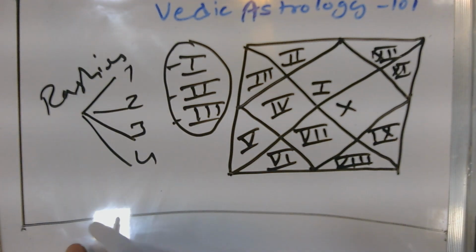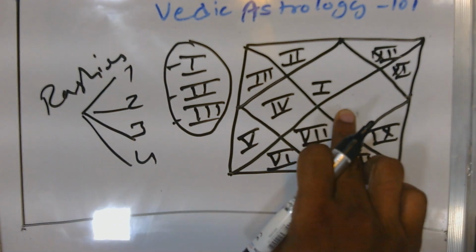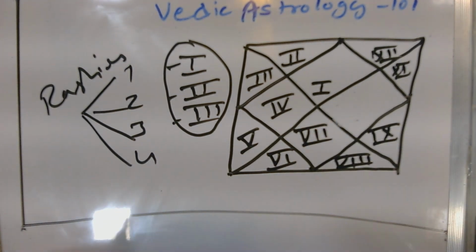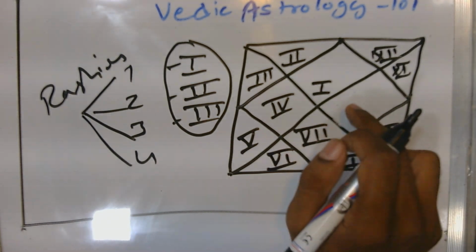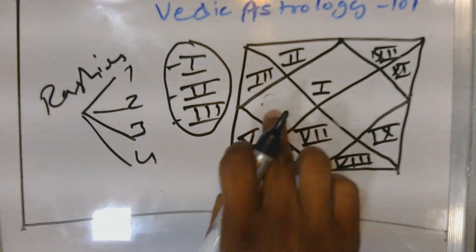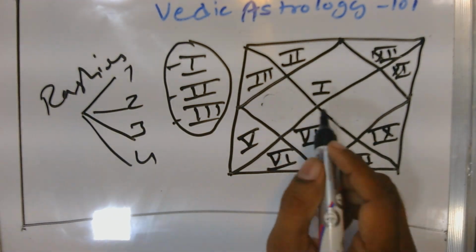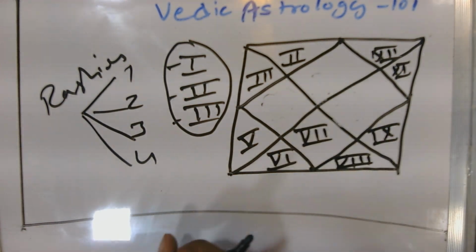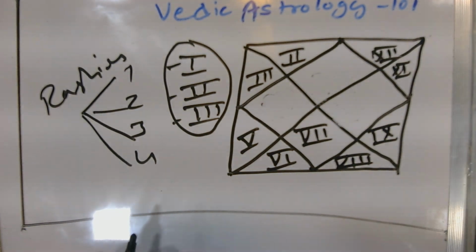The position of each house will always be the same. Whether the 10th is written over here or not, this house will be the 10th, even though it is not written. If 4th is not written here, this house will still be the 4th house. This one is still the first house. And the position of each house will always be the same.